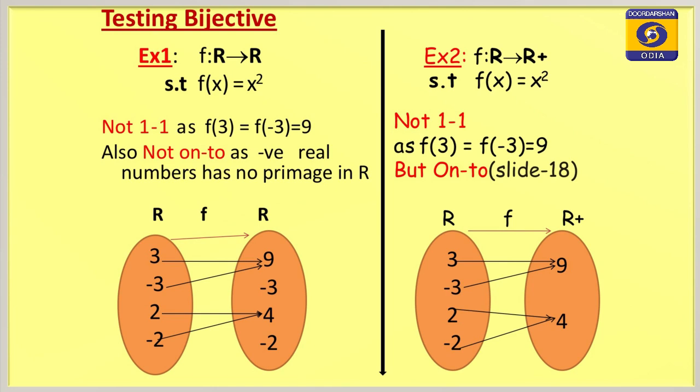And example 2 we also discussed, it is f from R to R plus, from the set of real numbers to the set of positive real numbers. Now, this is not 1-1 because again 3 and minus 3 go to 9, but since there are no negative real numbers in R plus, the function is onto. We will discuss later how it is onto.